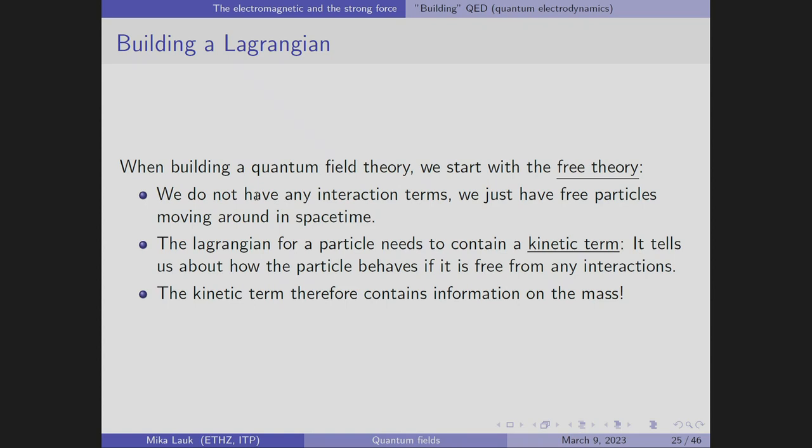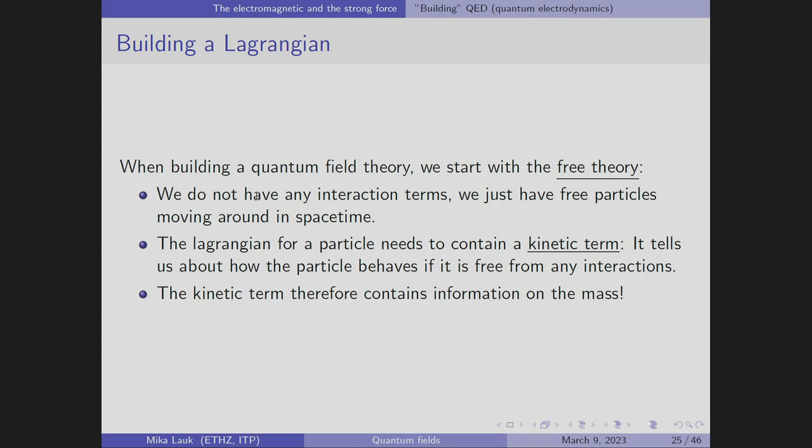So we don't have any interaction terms. We have just free particles moving around in space-time, and they can't interact at all. That doesn't mean that there's nothing in the Lagrangian density, because even to describe how these particles just move around, you still need information about something like the mass, right?